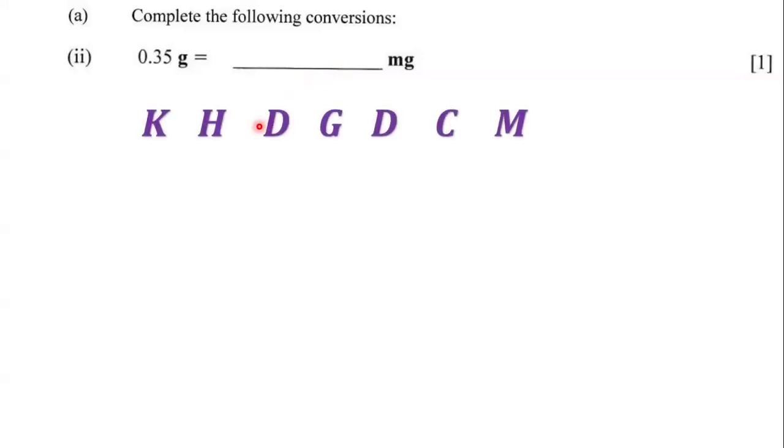So my question is, right? We have king, hecto, deca, gram, deci, centi, milli. We're moving from grams to milligrams.